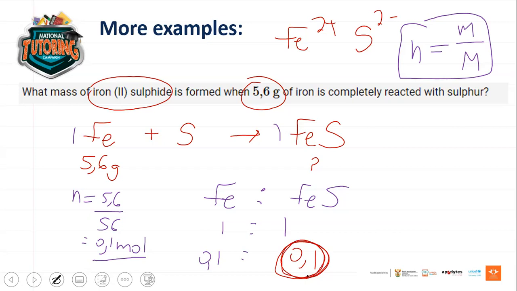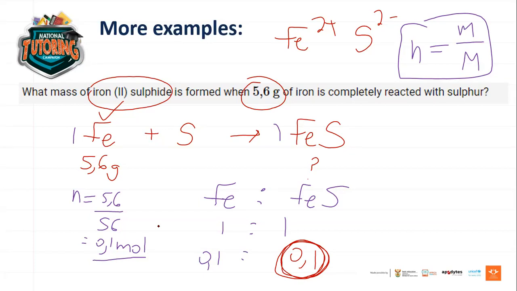I had to work out how many moles of iron sulfide I'm going to get. So the first step is to work out the number of moles of what you have, which was our iron. Then we've got to look at our mole ratio. What is the ratio between iron and iron sulfide? For every 1 mole of iron we use, we're always going to get 1 mole of iron sulfide. And for every 1 mole of sulfur we use, we're always going to get 1 mole of iron sulfide. So if I've got 0.1 moles of iron, then I'm going to get 0.1 moles of iron sulfide, because that is the 1:1 ratio.